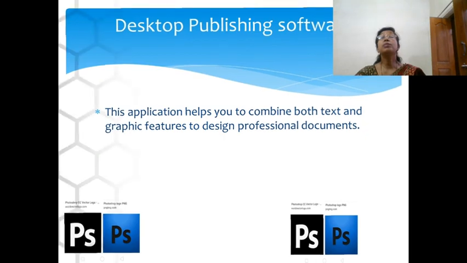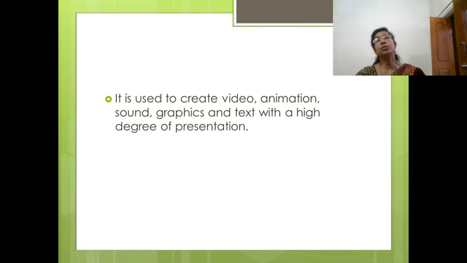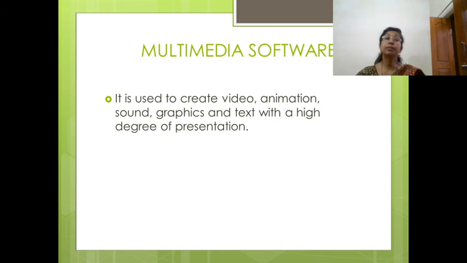Then we studied about multimedia software. Multimedia software is used to create video, animation, sound, graphics and text. It allows the user to play media files either created by the user or a downloaded file. You can play a downloaded file using this media player. Examples: Windows Media Player, VLC Player, etc.